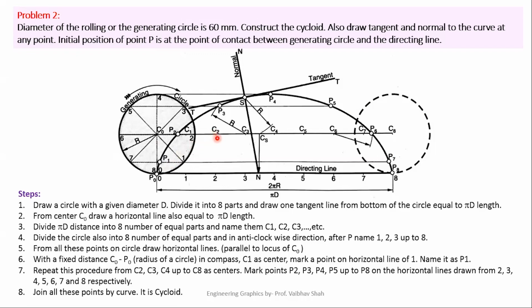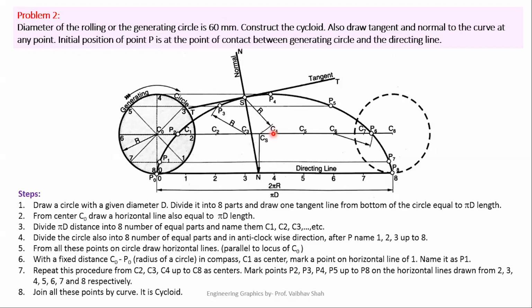Now use your center C2. Try to cut the line of 2. So this is point number 2 and this is the line of 2, which is also the center line. So try to cut this line somewhere here. We will be having this point as P2. Use center C3. Try to cut the line passing through this. So here we'll try to cut this line somewhere here. So we'll be having this point P3.